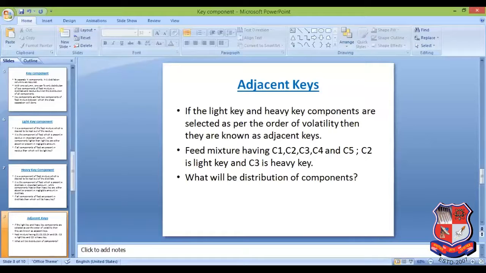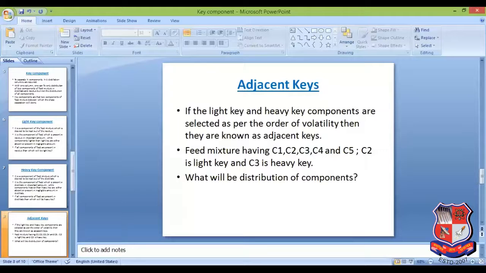So now the question: what will be the distribution of components in distillate and residue? Pause this video, take pen and paper, and draw the figure and see which components will be present in significant amount in distillate and which components are present in significant amount in residue. Okay, I think you have done it. So now I will explain to you.